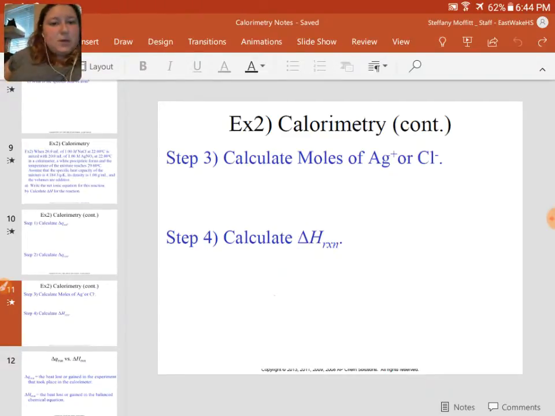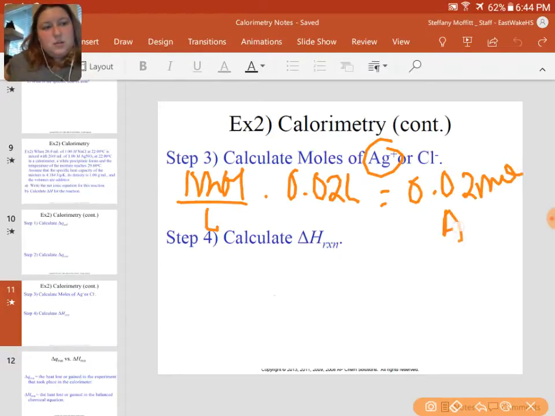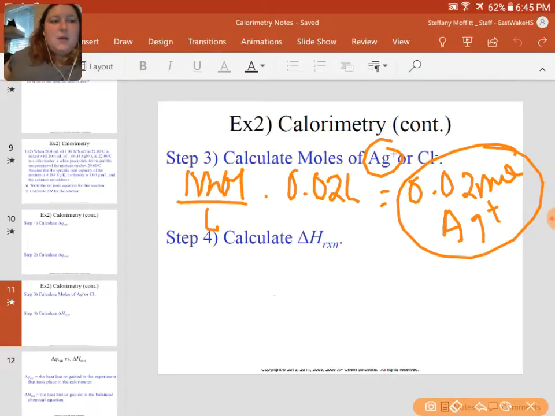If our molarity is 1, so we have 1 mole per liter, and we were also told that there was 0.02 liters of Ag, for instance, then we have 0.02 moles of Ag. And looking at our net ionic equation, there's 1 mole of each thing. So if there's a one to one mole ratio, then there's 0.02 moles of pretty much everything.